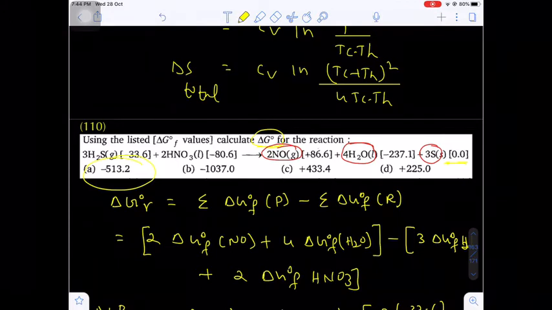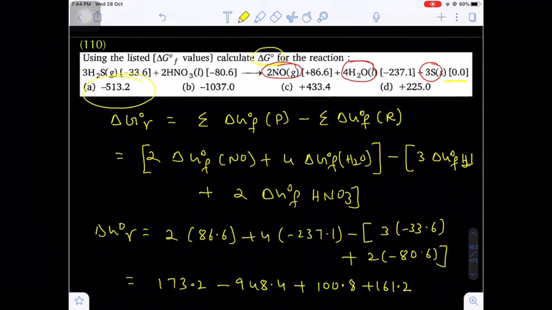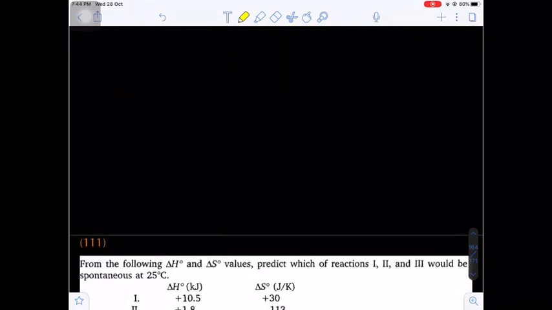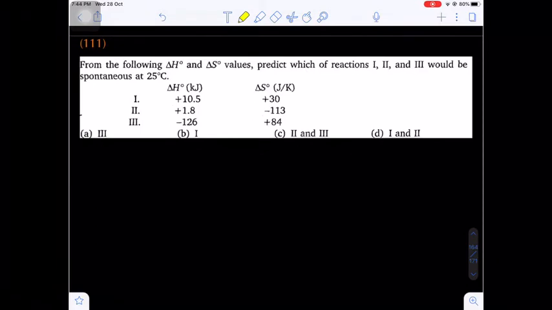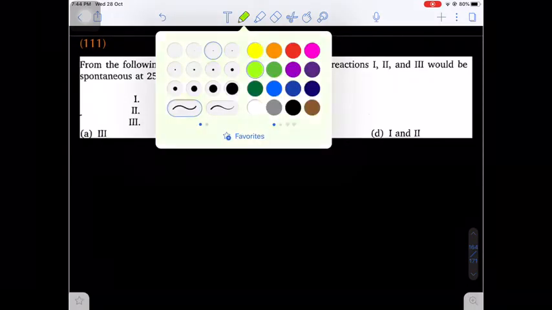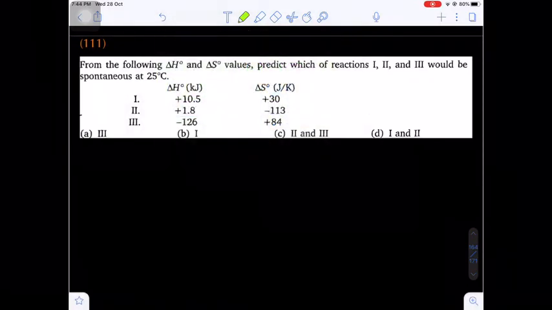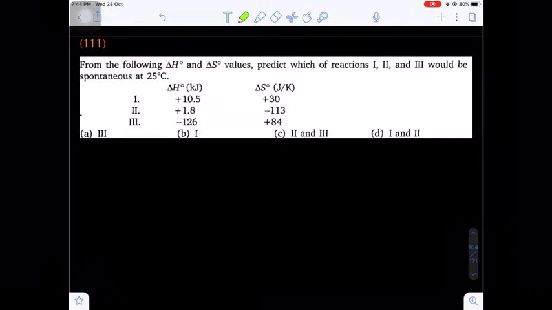Here the units are not given, that's why I am writing only the numerical value. Yes or no? Now come to question number 111. In question number 111, from the following delta H naught value and delta S naught value, predict which of the following reactions out of 1, 2, 3 would be spontaneous.